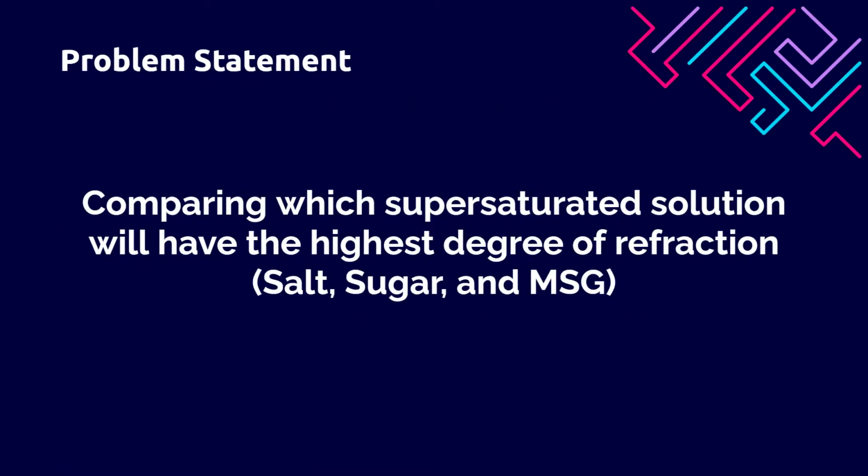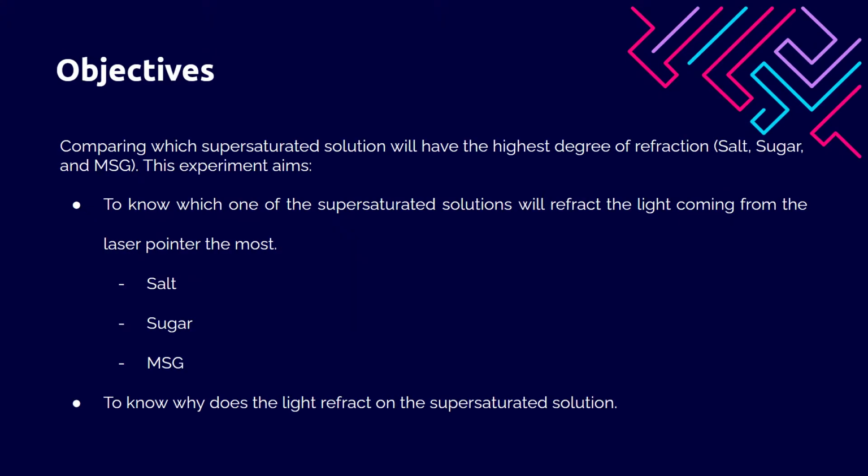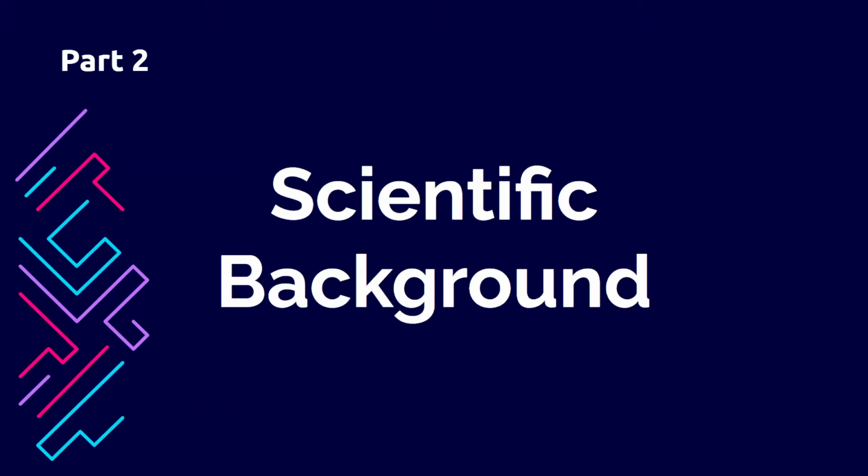Problem statement. Comparing which supersaturated solution will have the highest degree of refraction. Objectives. Comparing which supersaturated solution, salt, sugar, or MSG, will have the highest degree of refraction. This experiment aims to know which of the supersaturated solutions will refract light coming from the laser pointer the most. The other aim is to know why the light refracts in the supersaturated solution. Part 2, Scientific Background.